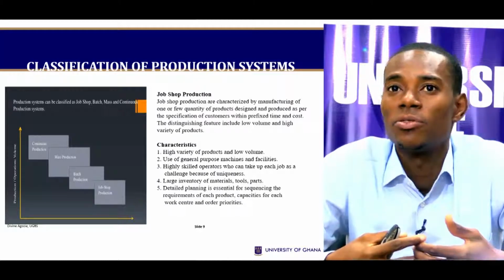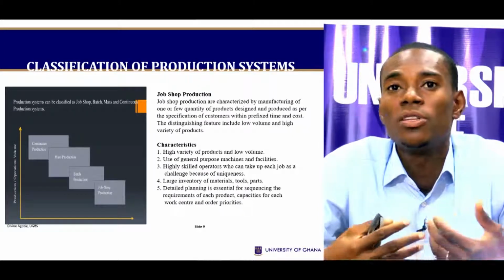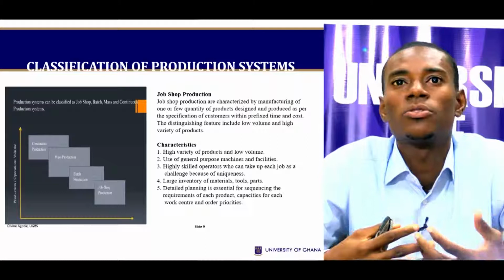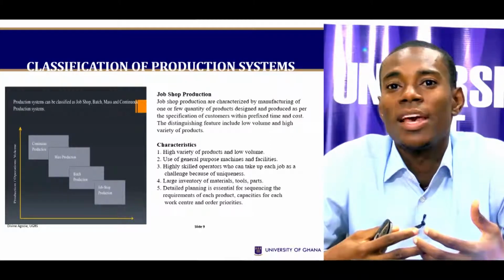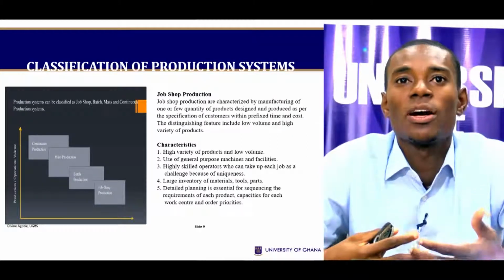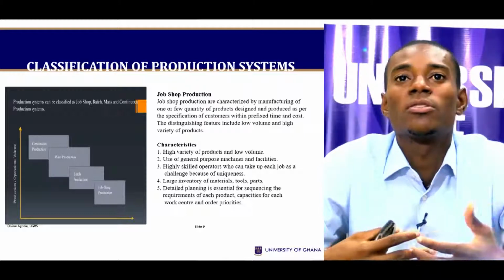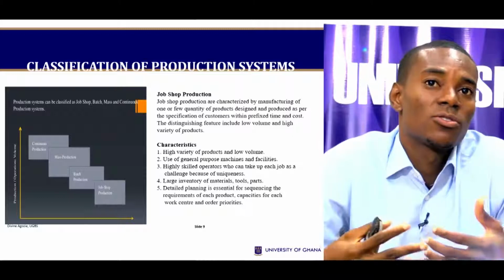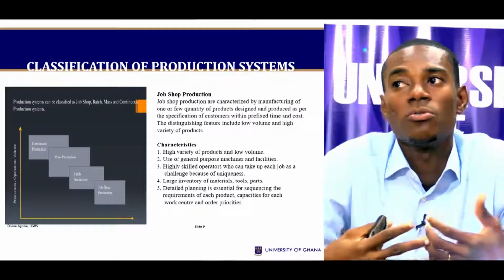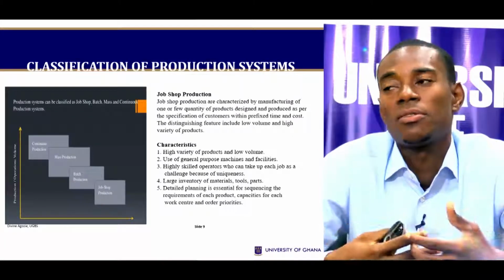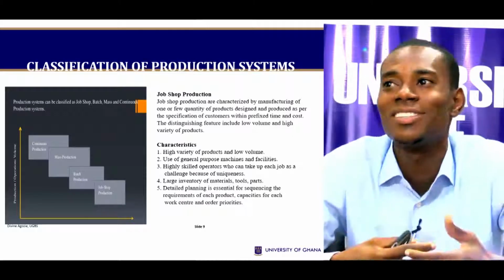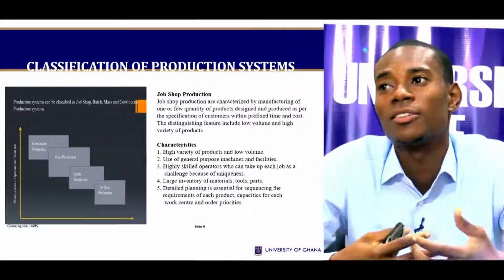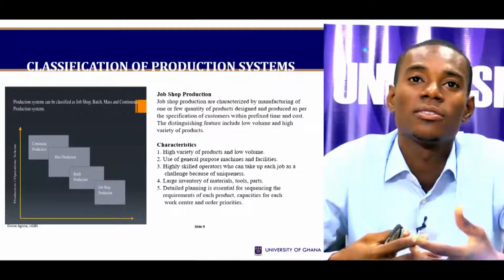Now, there's a large inventory of materials, tools and parts. You need a lot of materials available because you cannot tell exactly what someone is going to require. Specifications vary, requirements always vary. Every customer comes with a new set of specifications, so you need an array of inventory or materials available. It has its advantages, and we'll also see its limitations as well.